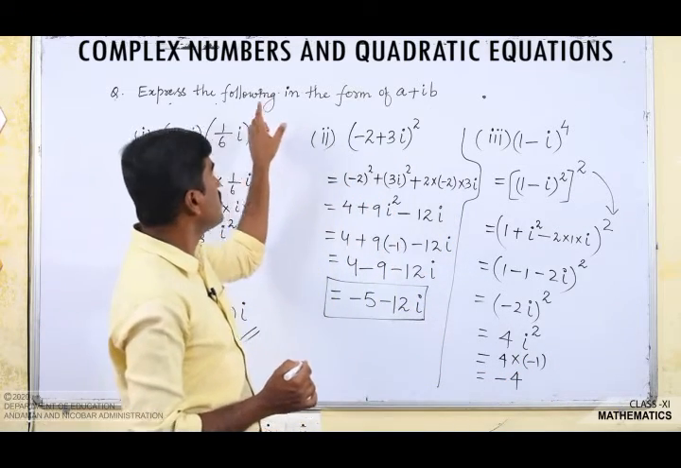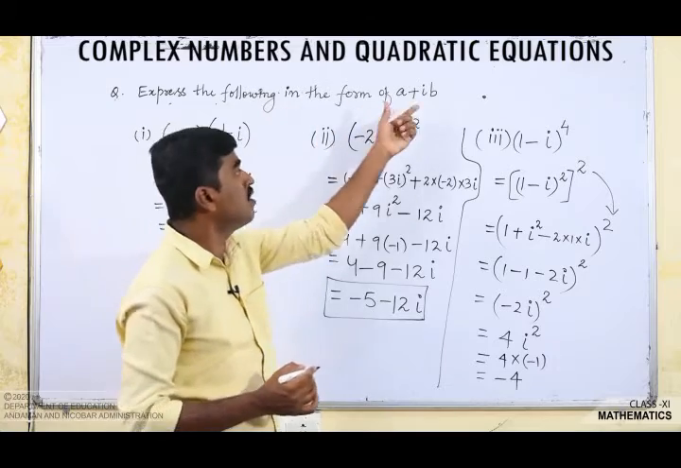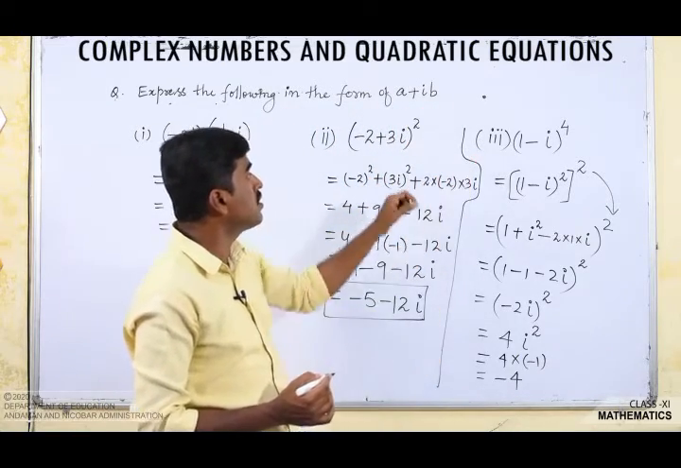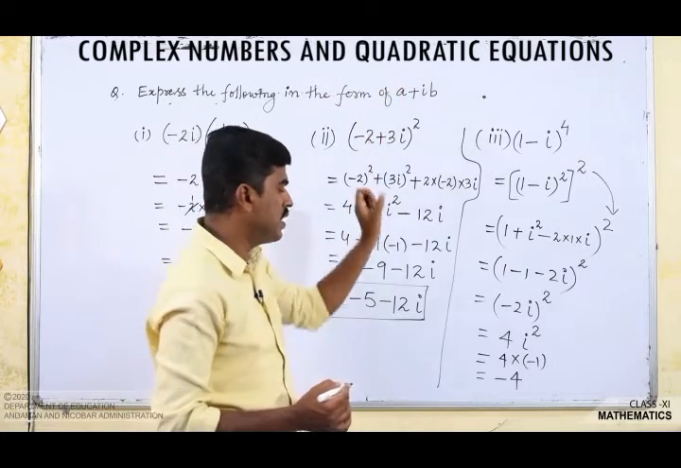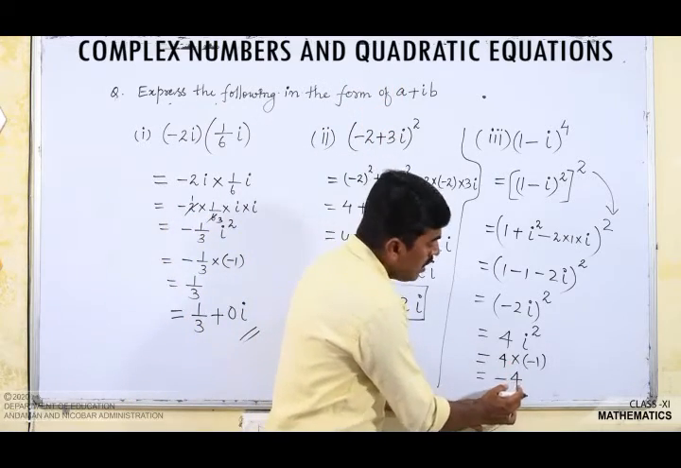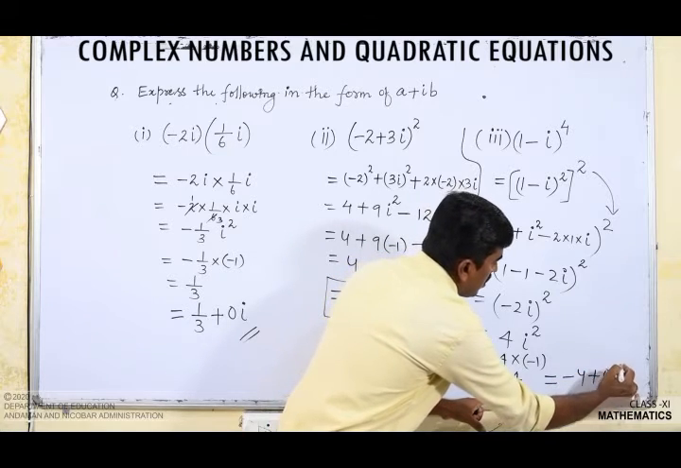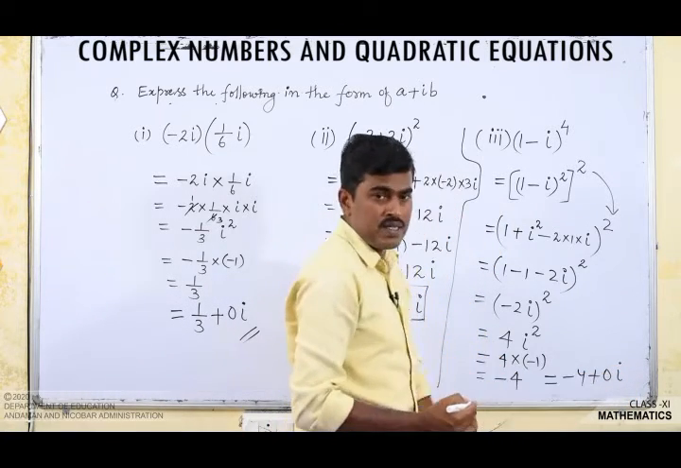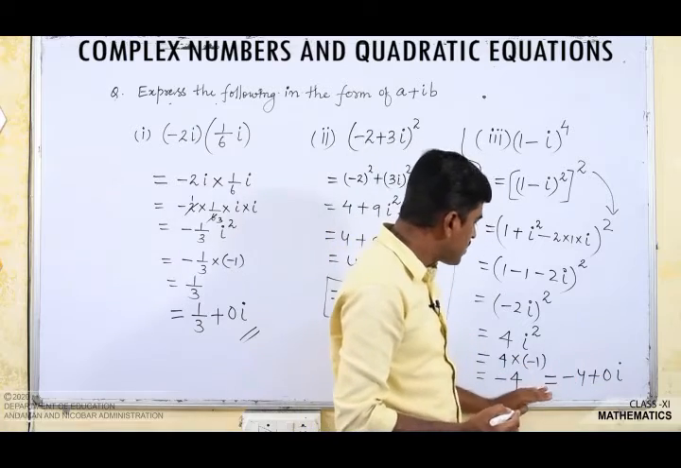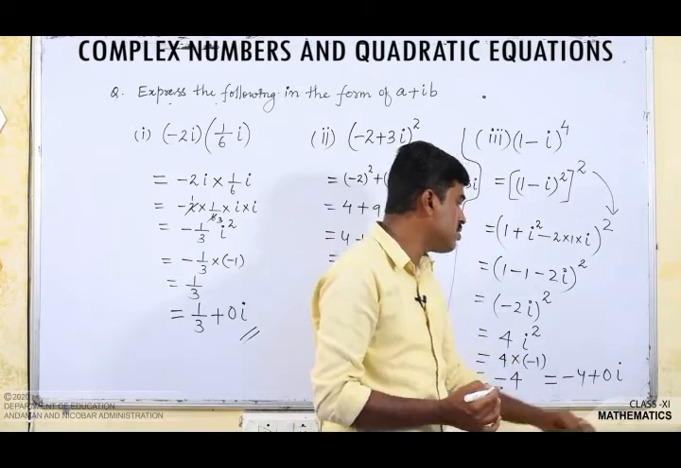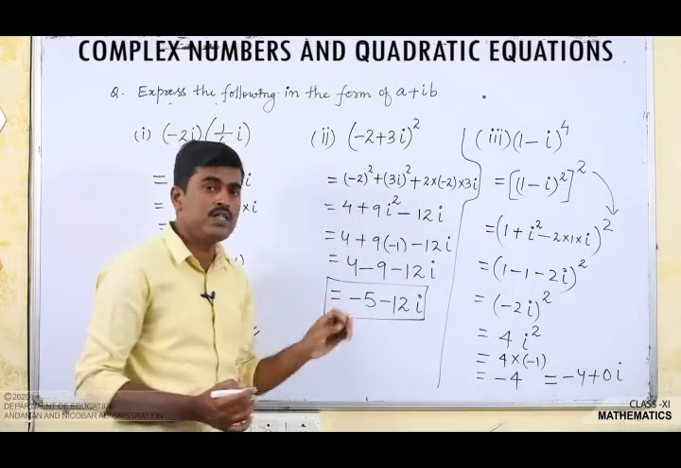Now the question is, we have to express in the form of a plus ib. That means every complex number must be expressed in the standard form, that is a plus ib. So this is purely real, so it can be expressed as minus 4 plus 0i. Here the imaginary part is 0. So this complex number in the standard form is expressed as minus 4 plus 0i. I hope it is clear to you.